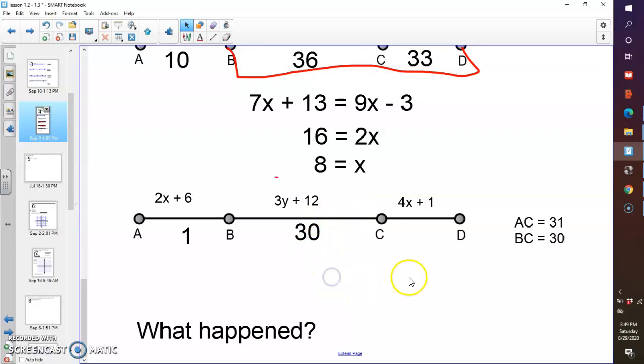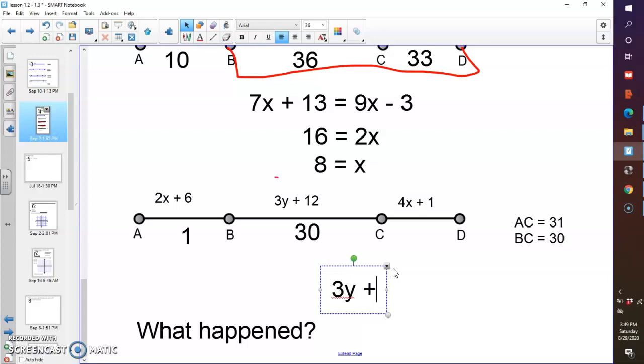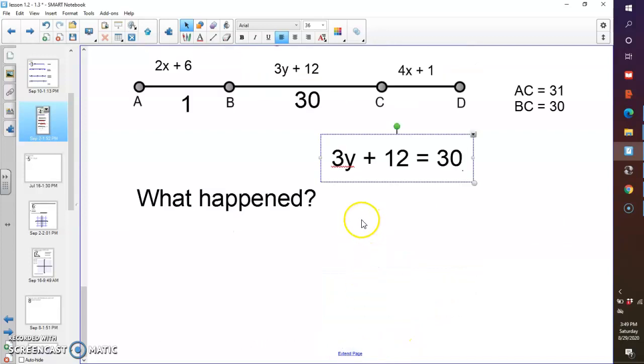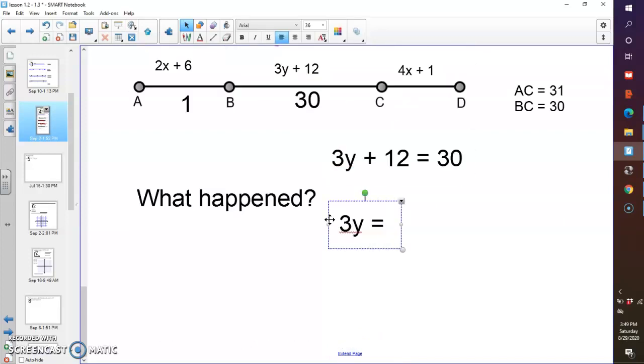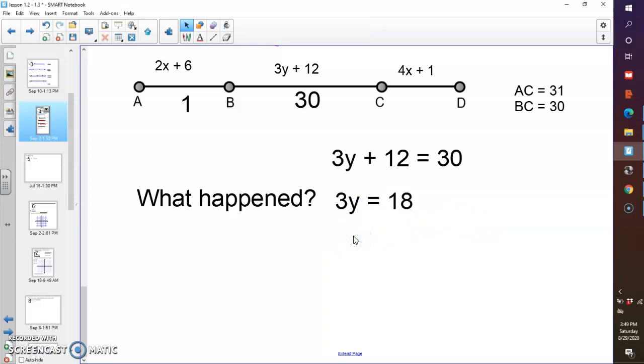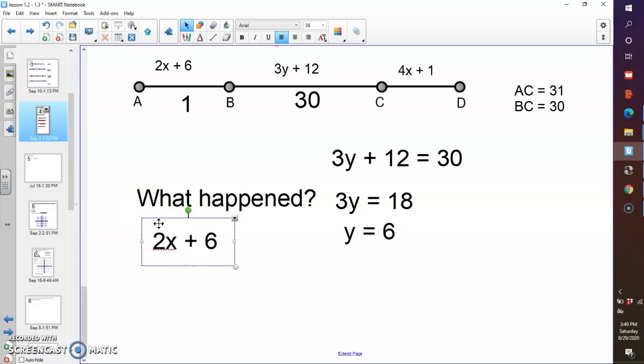Okay? Let's take a look at what happens when a problem is not well made. Our 3y plus 12 would equal 30. And that's okay. We have 3y equals 18 when we subtract by 12. And we get y equals 6. Now here, we have 2x plus 6 equals 1. Well, when I subtract 6, I get a negative 5.